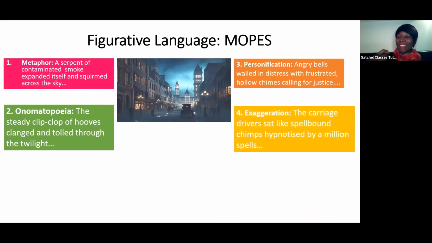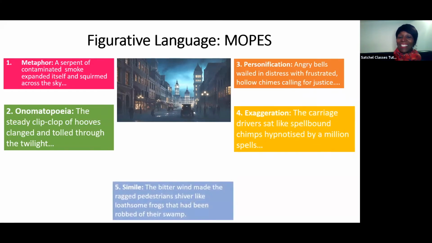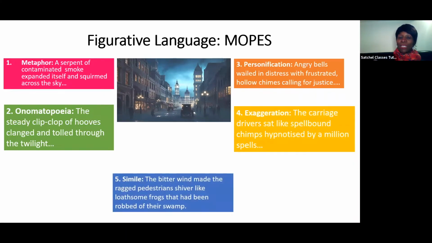Exaggeration may well be the carriage drivers sat like spellbound chimps, hypnotized by a million spells. And simile might be about the bitter wind making the ragged pedestrians shiver like loathsome frogs that had been robbed of their swamp. So really comparing the poor pedestrians in the cold with loathsome frogs that had been kicked out of a swamp is adding again that level of engagement using descriptive techniques.